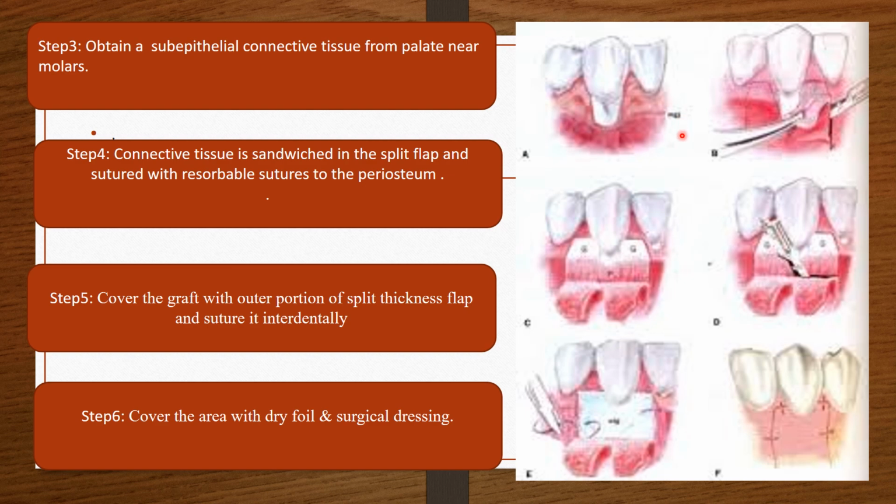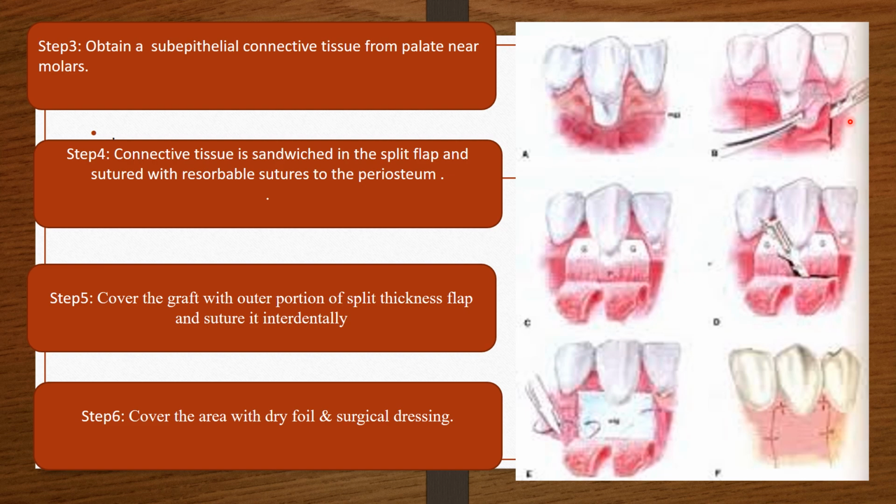So extend the flap to the mucogingival fold. We have to extend it. Okay. The next step is that the exposed root surface will be scaled and root planed. So we have prepared the connective tissue bed and now obtain a subepithelial connective tissue graft from the palate near the molar.